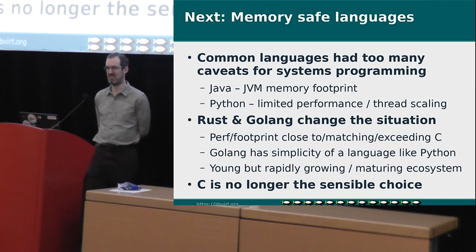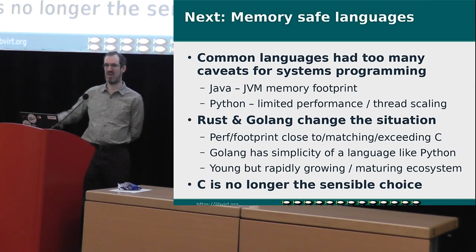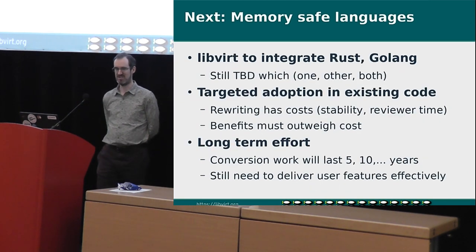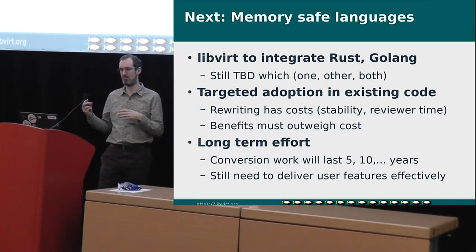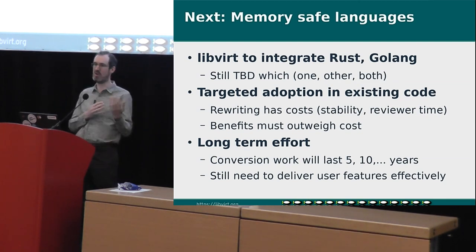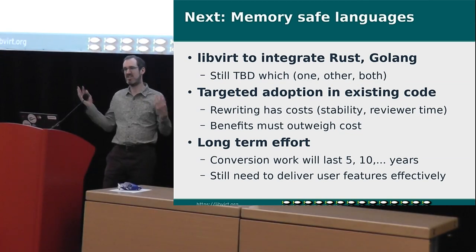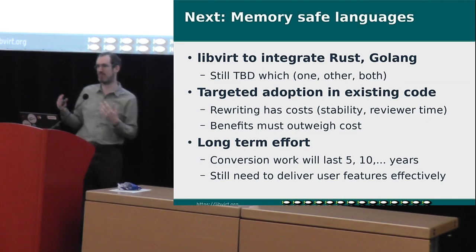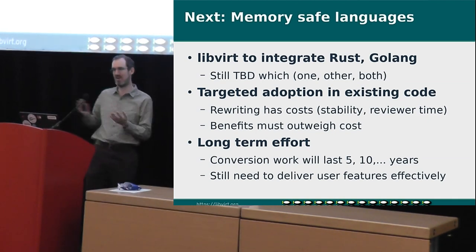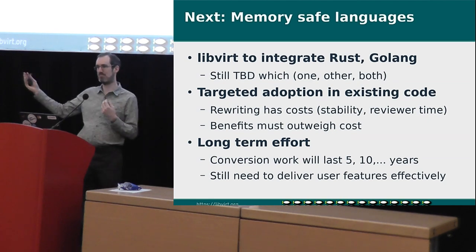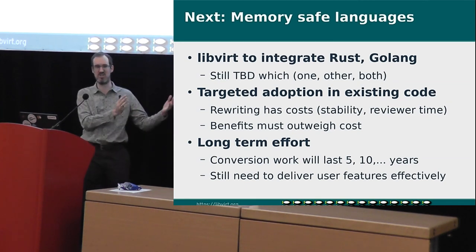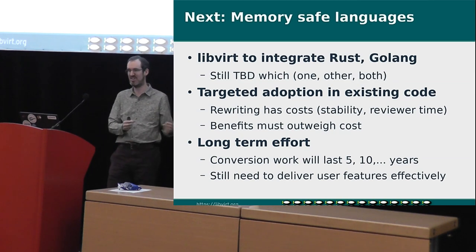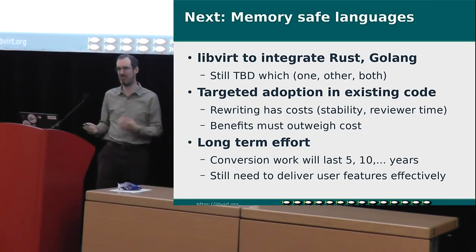Even if your application is currently written in C, it's compelling to think about adopting these new languages. So over the next year or so, we're going to be talking about how we can adopt either Rust or Golang or both in Libvirt in some way. We haven't decided which of these or how we're going to adopt them, but it'll be targeted adoption in specific areas. We don't want to just rewrite everything for the sake of rewriting. There has to be some kind of clear benefit when we do decide to rewrite something. And it'll be a long-term project, 5-10 years, indefinitely. There's no end point, because we still need to develop important features for application developers whilst doing this. We can't just say no new features for 10 years whilst we rewrite this. That's not viable.